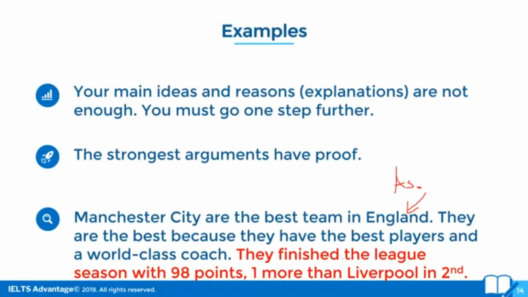Can you give me proof? They finished the league season with 98 points, one more than Liverpool in second. So this in red is an example. Another way to think about it is it's proof. Another way to think about it is it's evidence, okay? So they have provided their assertion, their position, they have provided the reason, and then they have provided proof. So this is really, really strong.